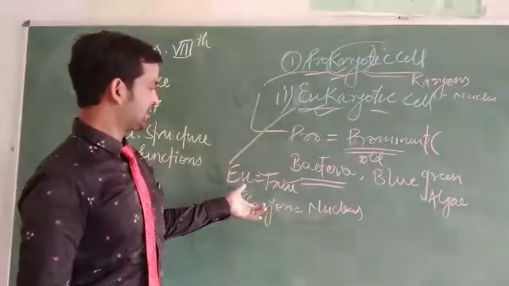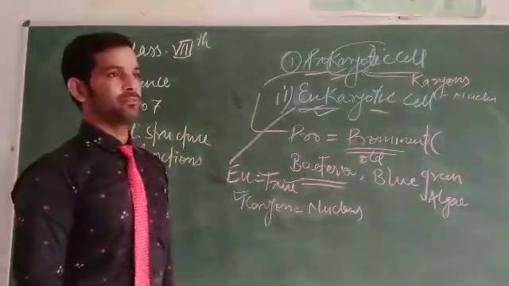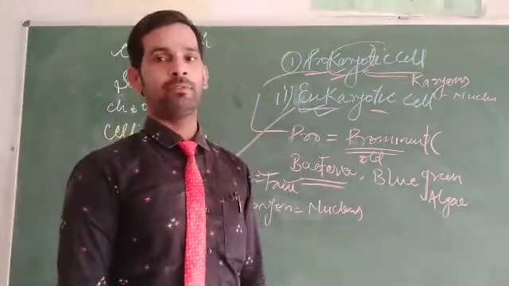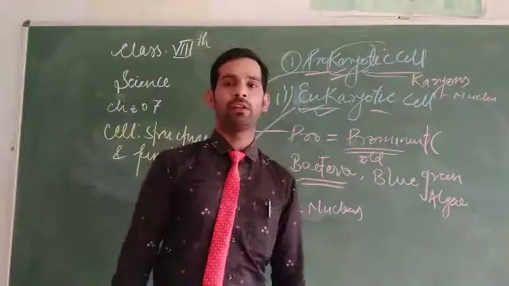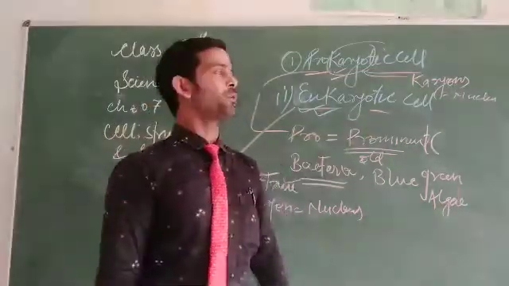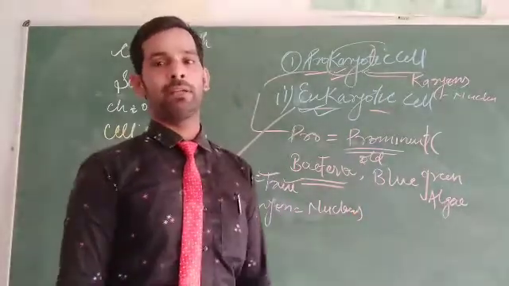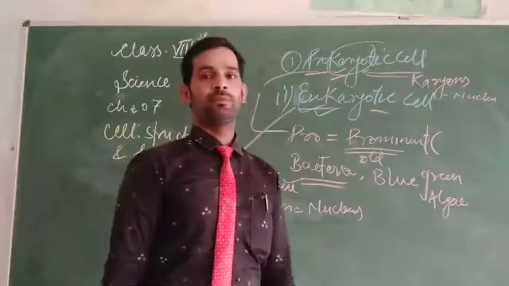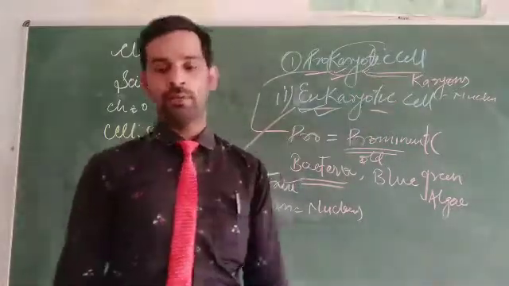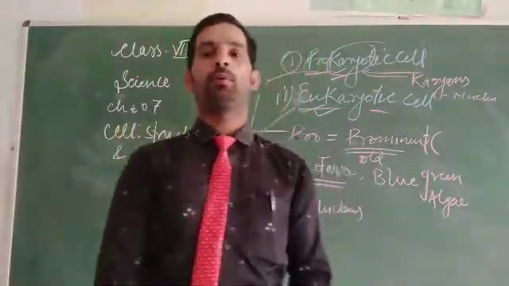What are examples of eukaryotic cells? All organisms, including human beings, most plants and animals, have a well-defined nucleus, so they have eukaryotic cells. Only bacteria and blue-green algae, that is, cyanobacteria, have prokaryotic cells. This is all about this chapter.